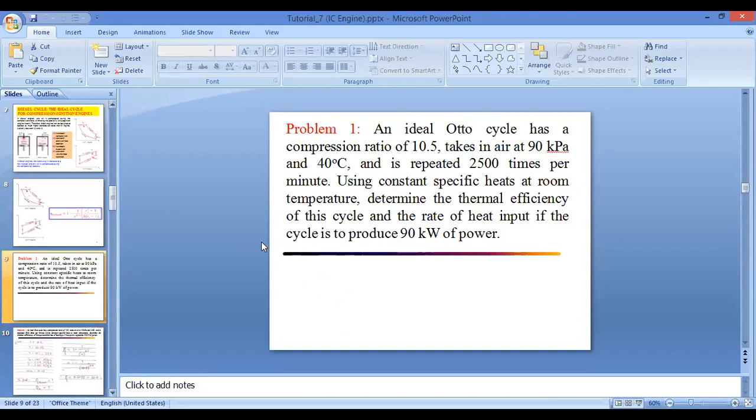So over here, the compression ratio R is given as 10.5, and pressure is given as 90 kilopascal. This is the pressure at point 1, the intake pressure, along with the intake temperature. Using the constant specific heat at room temperature, determine the thermal efficiency of this cycle, and the rate of heat input if the cycle is to produce 90 kilowatt of power.